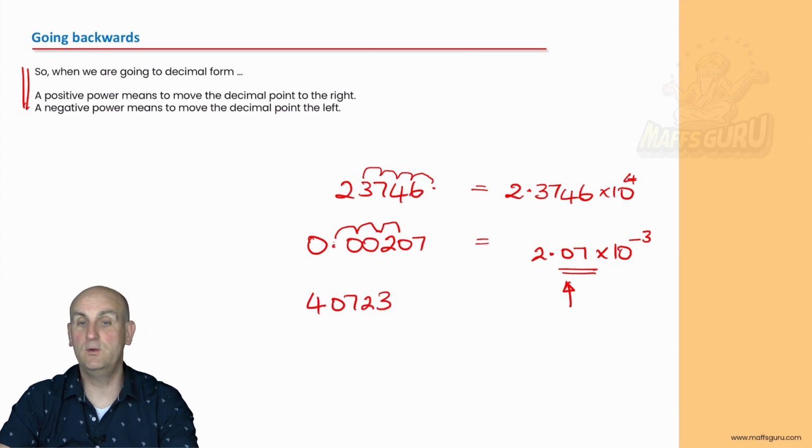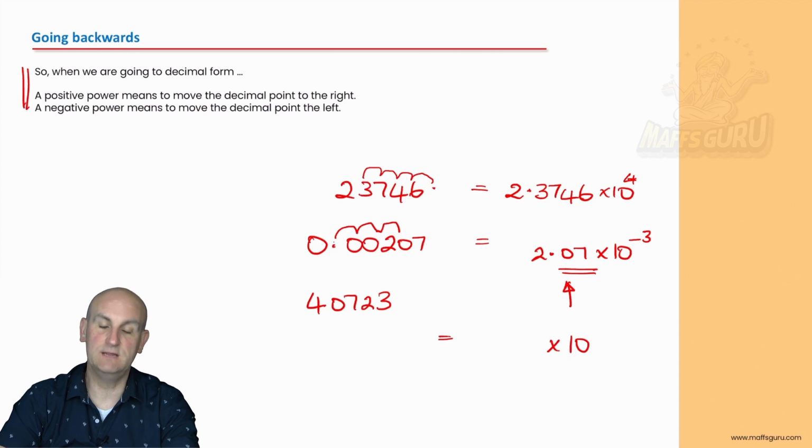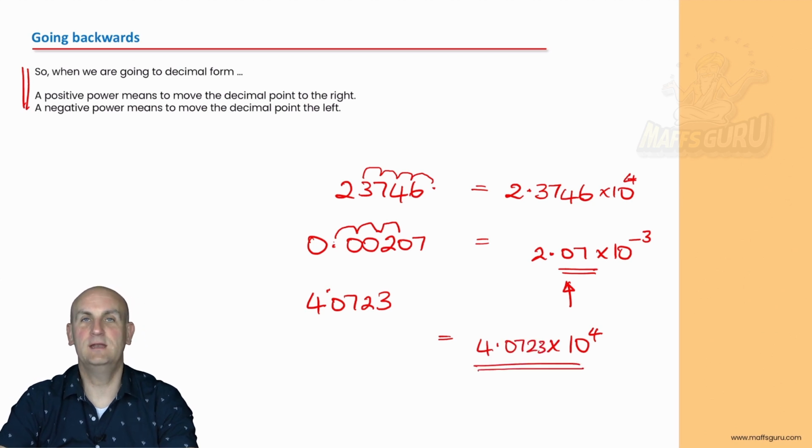Can I think of another example? 40723. What would we do here? Well, it's a positive value, so it's going to move to the left. So 1, 2, 3, 4 places is going to put it there. So there's my floaty 4. And I'm going to write 4.0723. All of those values would get written down.